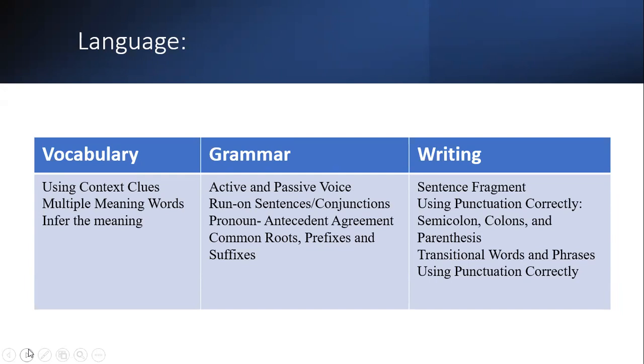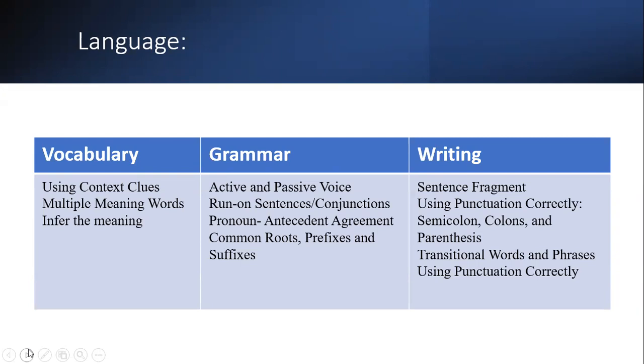Writing includes the following: sentence fragments. We're going to discuss what sentence fragments are and how to avoid these errors in writing. Using punctuation correctly: semicolons, colons, and parentheses. You will also find that I've added the use of commas on the resource page. I shall also illustrate this within the unit, because this is probably one of many students' concerns: how can I use commas, when do you apply a full stop, etc.